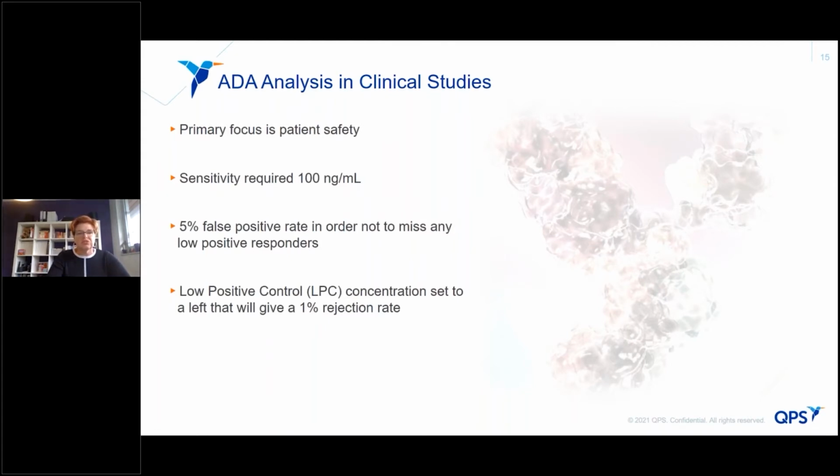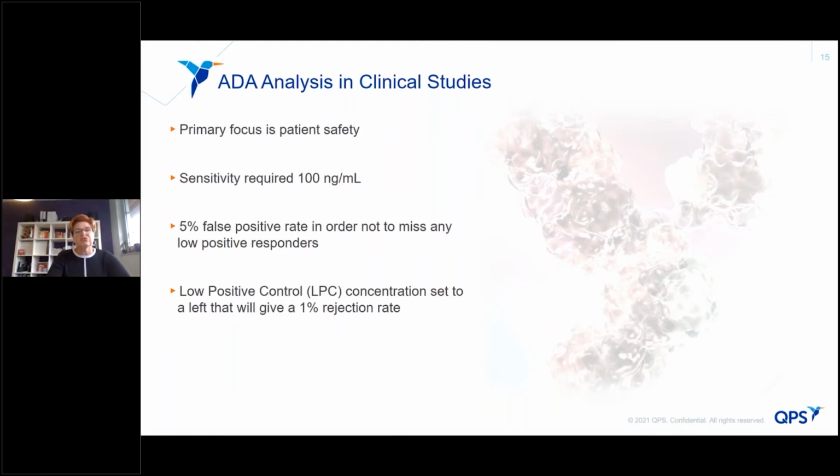And the cut point is set such that there's a 5% false positive rate in the screening assay. And this is done in order not to miss any low positive responders. The preference is rather to have a little false positive rate and be on the safe side.